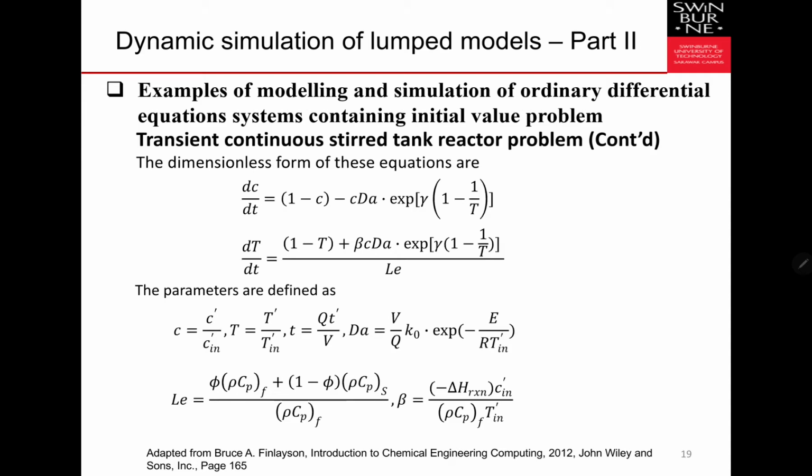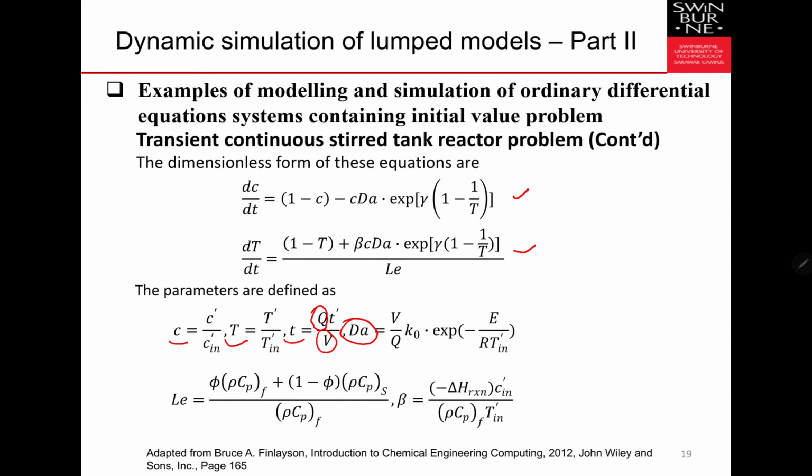The two equations can be converted into the dimensionless form to simplify the calculations. The first one expresses the concentration change. The second one, the temperature change. The dimensionless concentration is expressed in terms of this. The dimensionless temperature is expressed in terms of this. Dimensionless time is expressed in terms of this, in relation with the flow rate and the volume of the reactor.